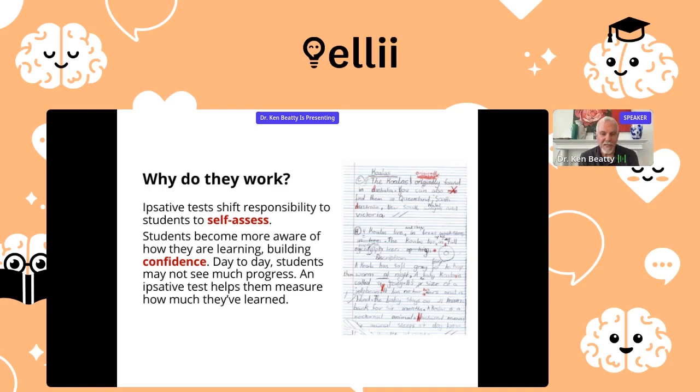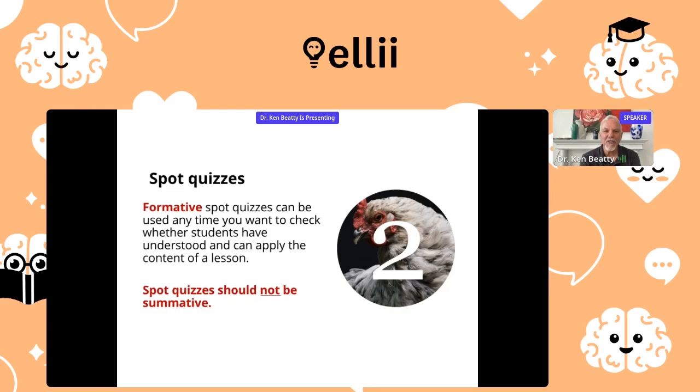Spot quizzes, number two. Formative spot quizzes can be used anytime you want to check whether students have understood and can apply the content of the lesson. But don't mark it. Give the quiz, the students are tense, they do the whole thing. And then, don't take in the marks.